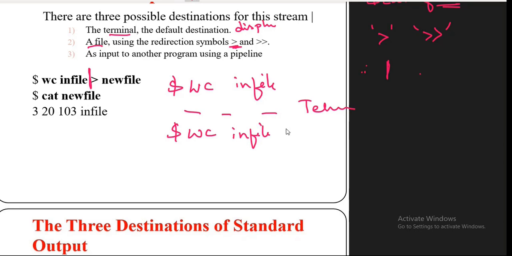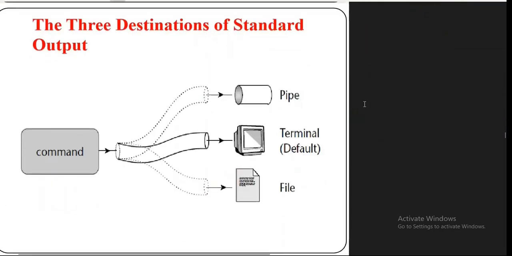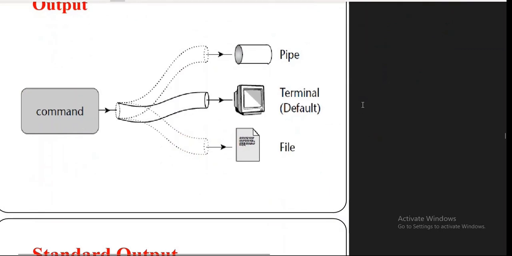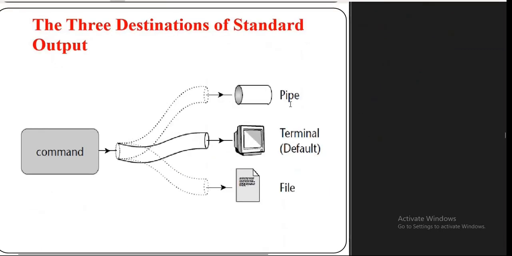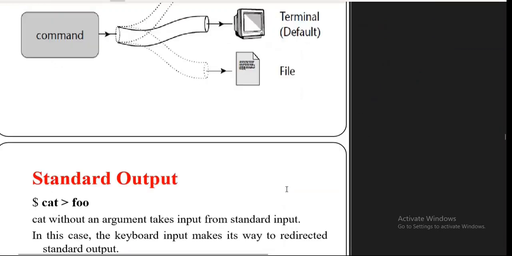Another case, wc in file, where I will store the output of this command into some particular file. That is another type of standard output. For that you have to use this redirection operator. So you can use pipe or terminal or file.